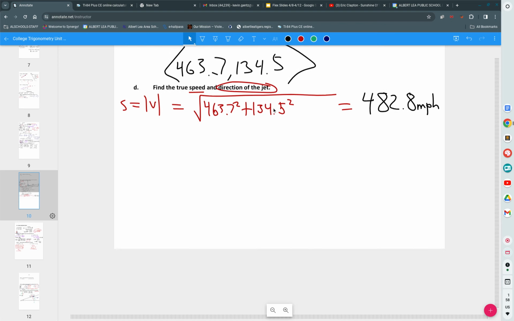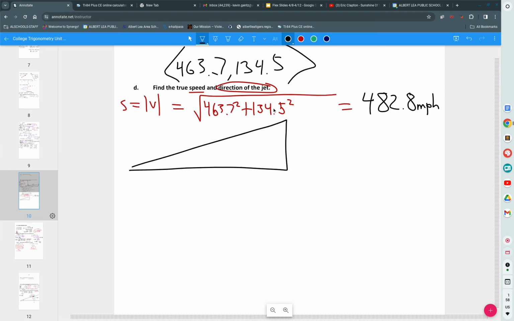So now we got to find the direction. So I've got this triangle like this, and we've got this part which is 463.7. We've got this part which is 134.5. And what we want to do is find this angle, because we know that this direction right here is north and this is east. So how many degrees do we turn towards the east? We want north and a certain number of degrees towards the east. I can figure that out if I just find the angle of this triangle.